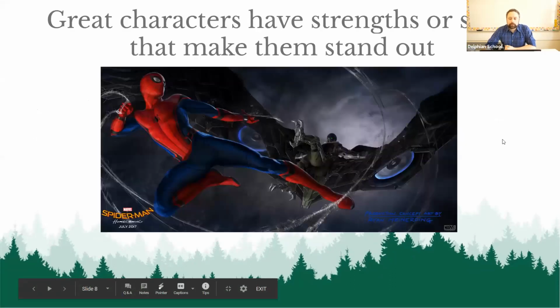Great characters have strengths or skills that make them stand out. I found this picture here of Spider-Man and the villain from his first of the new movies. This character is the Vulture. I chose this picture because the good guy and the bad guy both have strengths or skills that make them stand out. They're different strengths and skills, but they make the character unique and interesting.